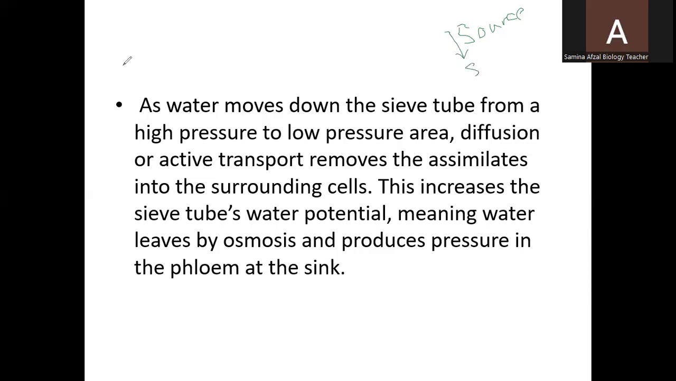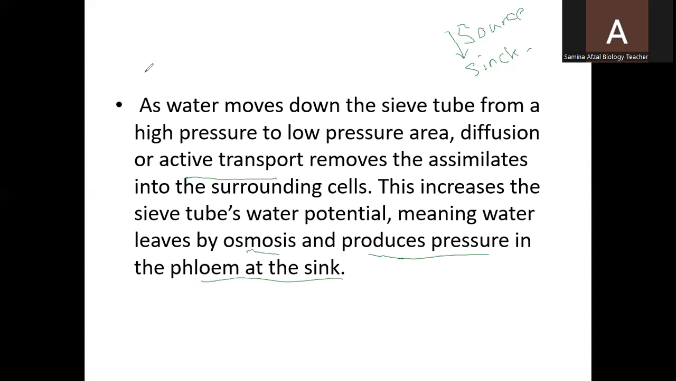Then from source to sink, when the food or assimilates reach the sink, at that time the assimilates are removed by active transport. So this increases the sieve tube's water potential. Water potential of the sieve tube is increased, due to which the water moves back into the xylem vessel by osmosis, and this produces the pressure in the phloem at the sink. So there will be a pressure change in the phloem at the sink, because at that time the food has to be unloaded to the sink.